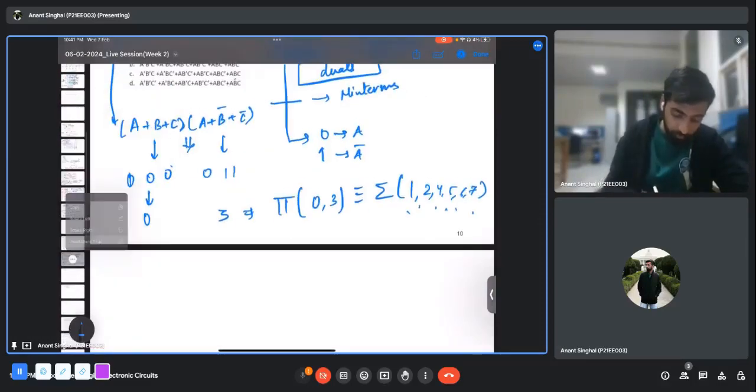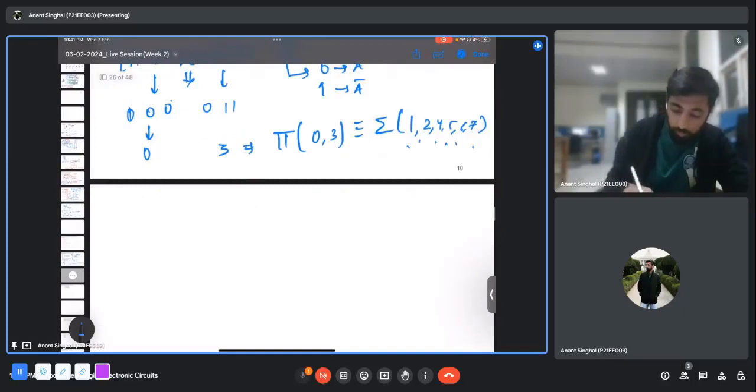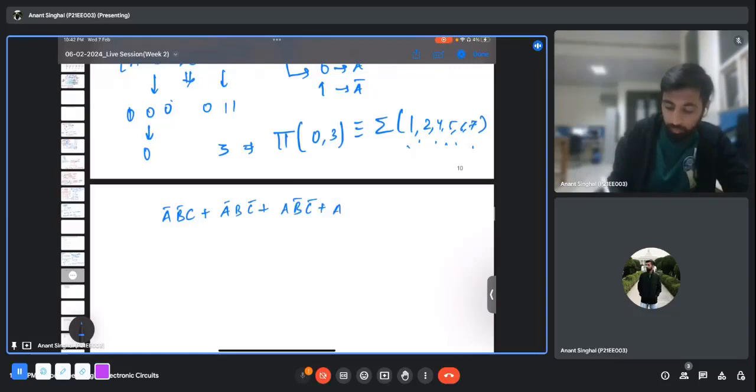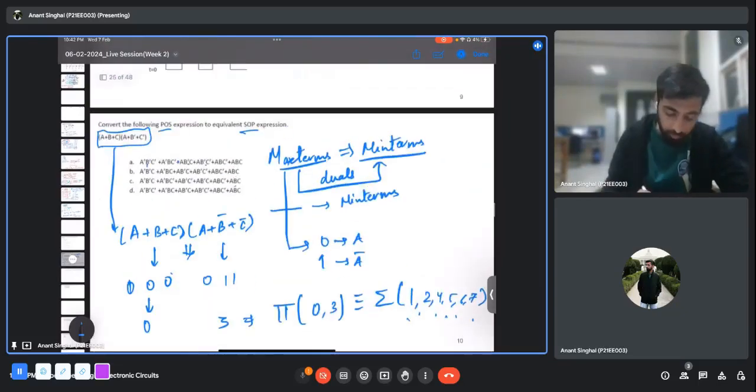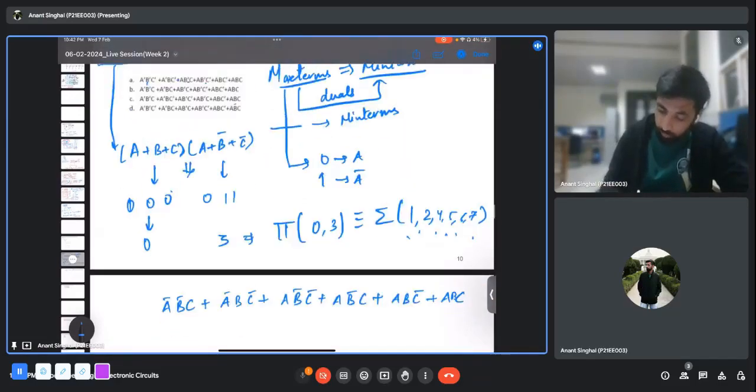So if I just add the pages, 1 is again 0 0 1, 2 is 0 1 0, 4 is 1 0 0, 5 is 1 0 1, 6 is 1 1 0, and 7 is 1 1 1. So we just need to check the options. This is quite straightforward. So let's check what this is: 1 2 4 5 6 7.